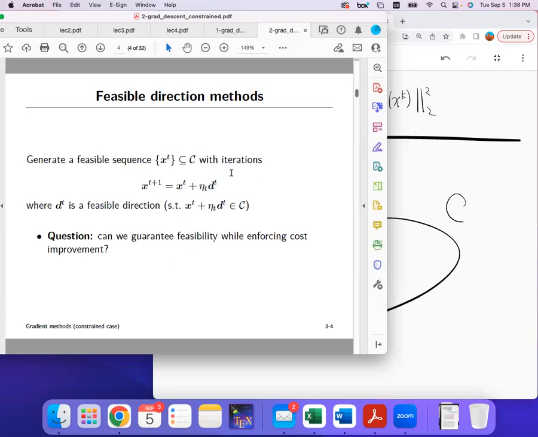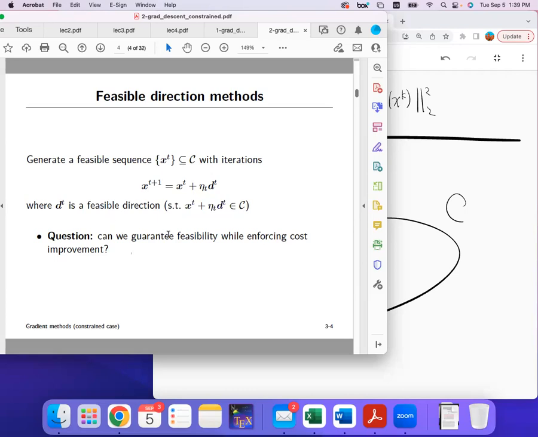Now the question is, how can we find a good feasible direction? We call this a feasible direction, meaning that once you apply this update along dt, the updated variable will still be inside C. That you are searching within these constraints. But the question is, how can we find this dt? How can we find a good dt for a specific type of constrained optimization problem?